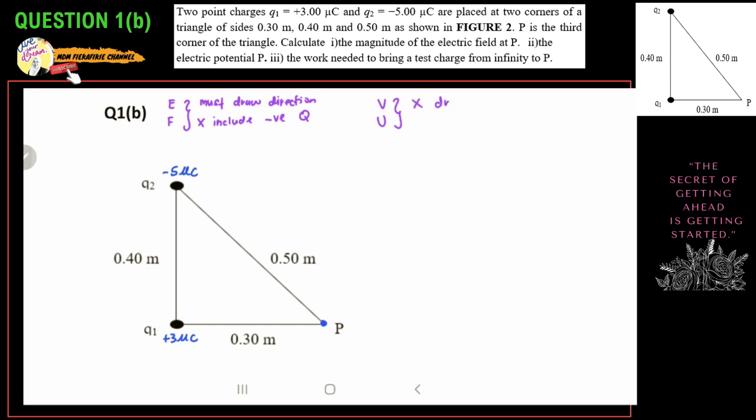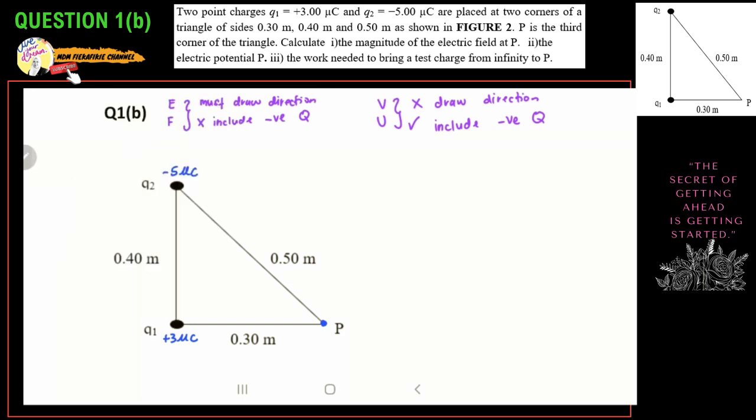For potential, please don't draw direction, because it is a scalar quantity, but in your calculation, make sure you include the negative sign of the charge. They are two different things. This time, we want to calculate the electric field at point P, so for field we must draw direction at point P.